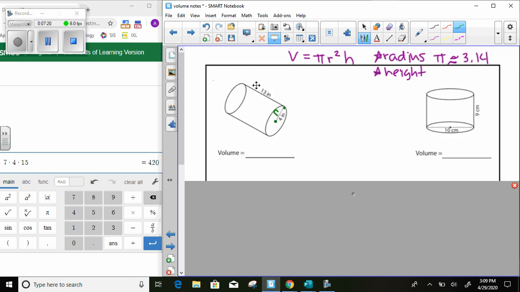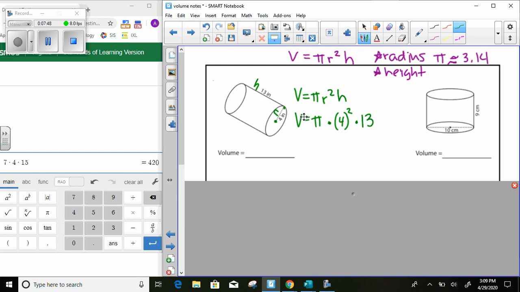This 13 that we have right here, we're going to label as our height. It's how tall our cylinder is, even though it's at an angle. And now we're just simply going to solve for the volume. So we're going to do volume equals pi r squared h. And now we're simply going to plug in the values that we labeled. So volume equals pi times my radius that we just solved for was 4 squared times my height of 13.